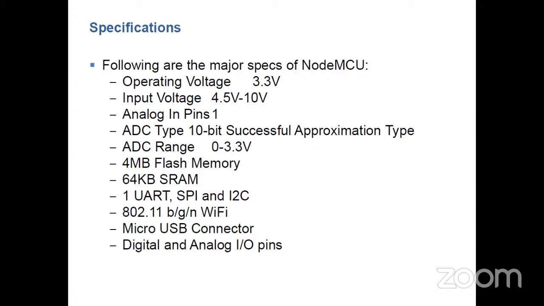It has one UART, that is universal asynchronous receiver transmitter, SPI and I2C. All these are communication protocols, so three communication protocols are there: UART, SPI and I2C. Then it provides 802.11, which is the IEEE standard for Wi-Fi. It has a micro USB connector for programming the chip and providing power, and it has digital and analog input output pins.